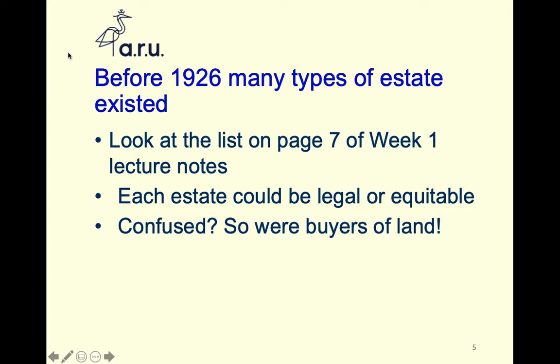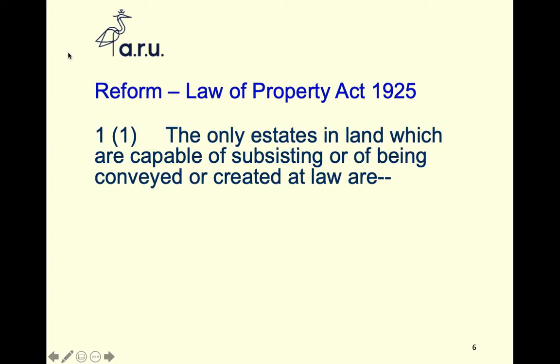So the Law of Property Act 1925 attempted to address the evidentiary requirements for a lot of this, but also the recognition of estates and interests. Now, under section 1(1), we only have two. So section 1, literally the first piece of the most important property legislation, is telling us that there are only going to be two estates in land.